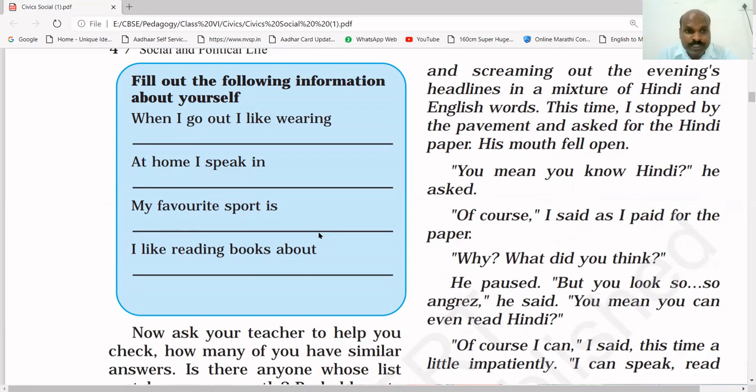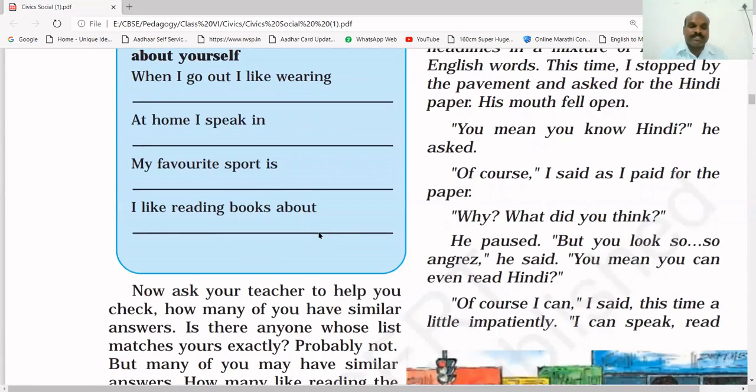Look at this, fill out the following information. Three, four question statements. When I go out, I like wearing: what type of dress you would like to wear? At home, which language are you speaking? Hindi, Marathi, Malayalam, Telugu, Kannada, Kashmiri, Oriya, Gujarati, many more. Within one state, you can see a number of languages people speak. Then what is your favorite sport? Maybe that is also different. The kind of books you read can also be different. In this way, you think that differences are this diversity.